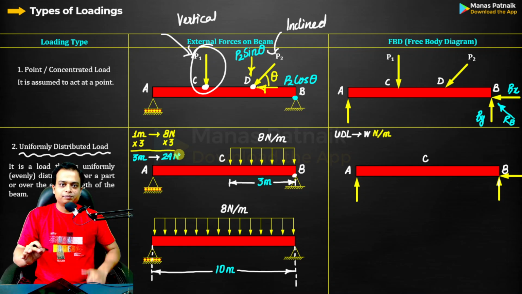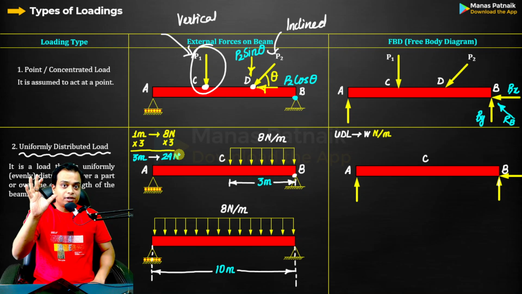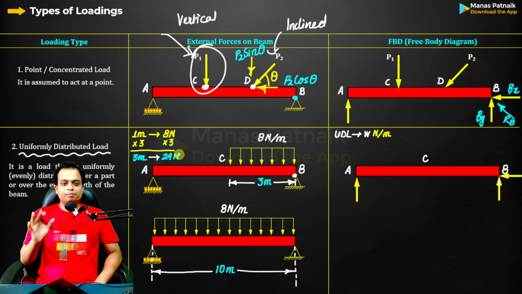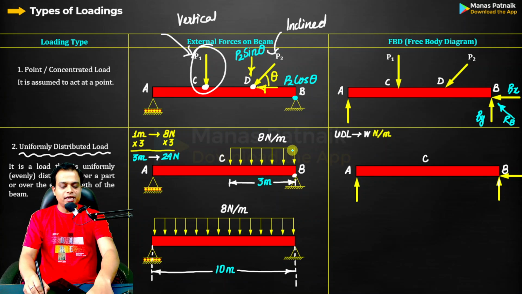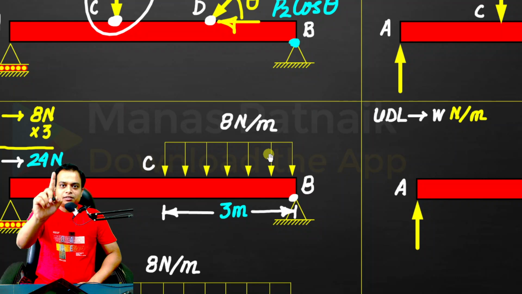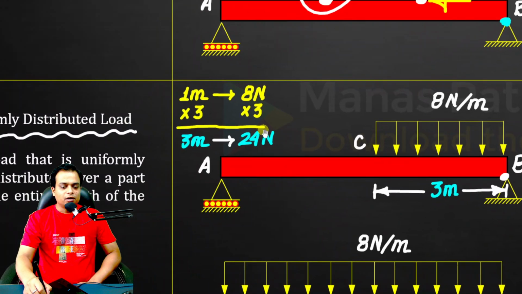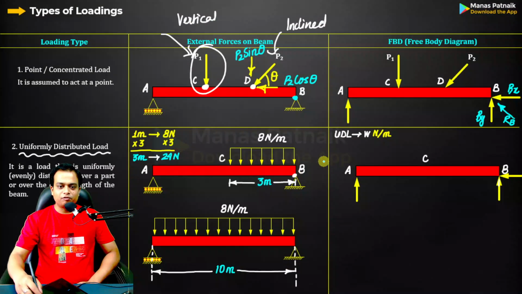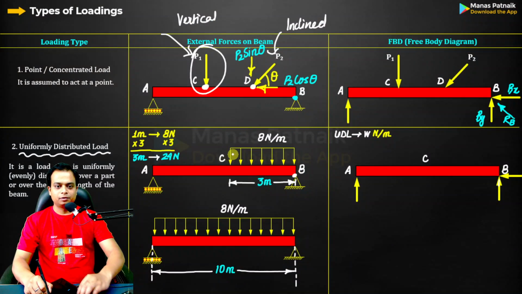So essentially, listen to what I say very carefully. Essentially, this entire UDL can be replaced by one single point load, which is having a magnitude of 24 newtons. Okay, and if you watch carefully, this shape over here, I shall use a red color, let me use pink. This shape perfectly resembles that of a rectangle. Yes sir, this looks like a rectangle.